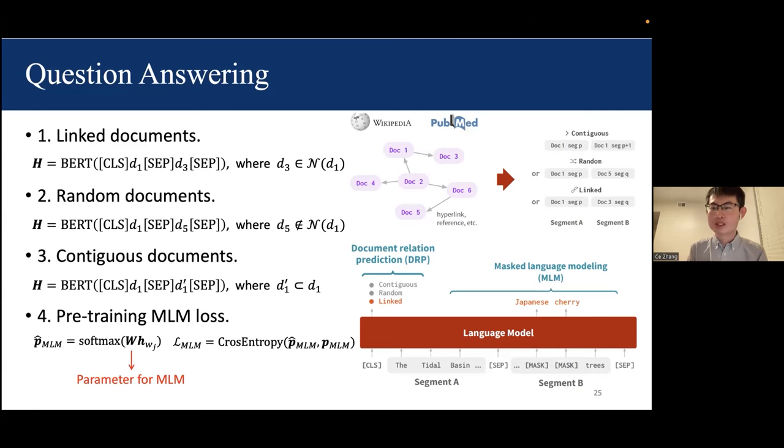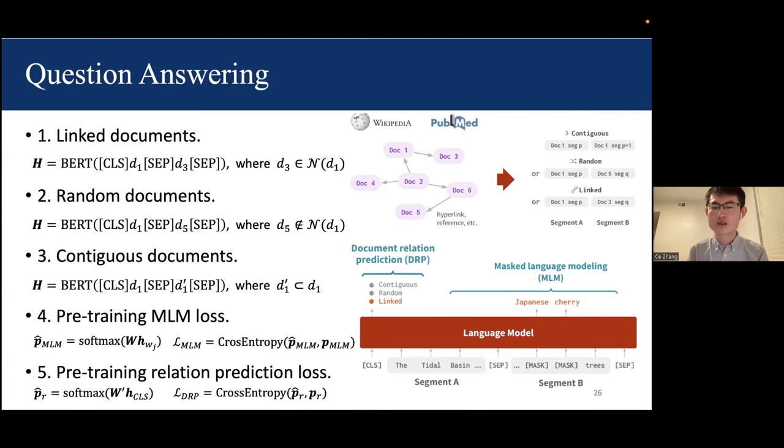We want to predict the masked words, because at the very beginning, before we input to this BERT model, we randomly mask some of the words in the input document. For example, we can randomly replace some words with a mask token, or with a random word. At the output, we use the token embeddings to recover the masked tokens, and we use cross entropy as the loss function for this objective.